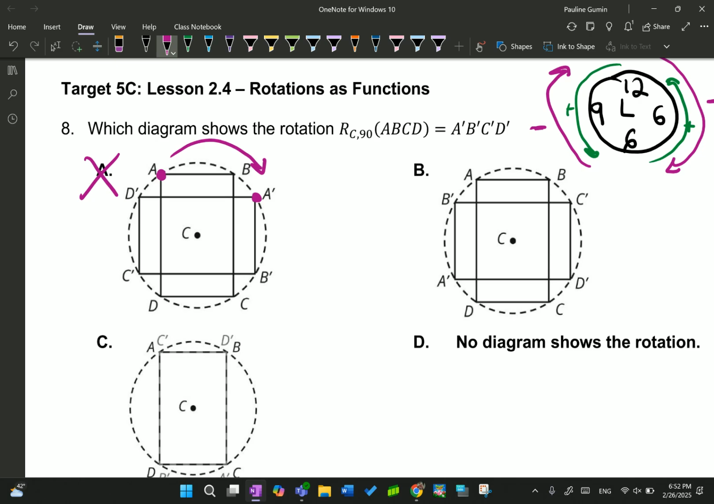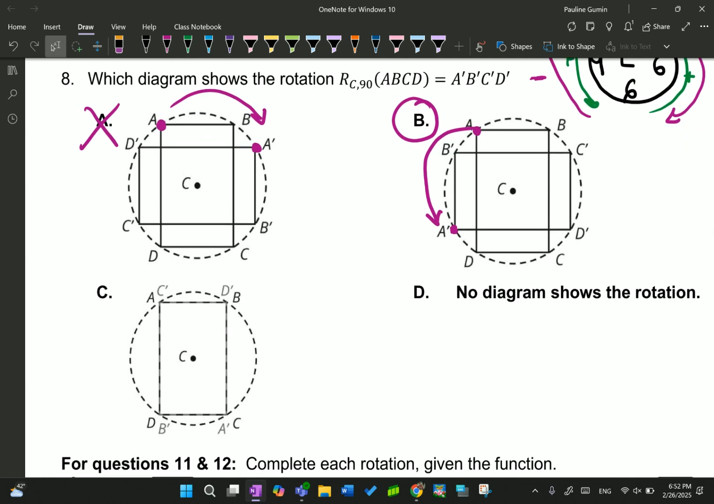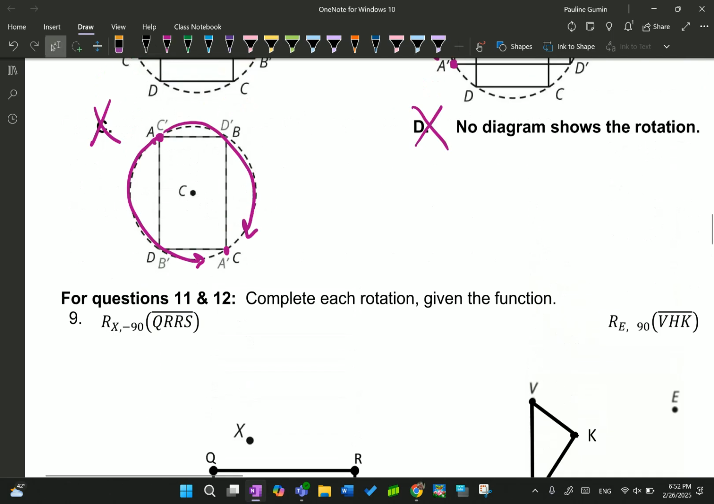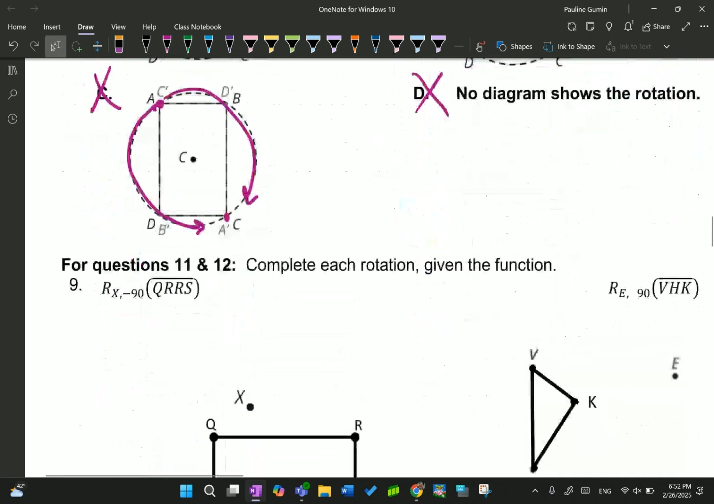It's not A. In letter B, going from A to A prime is counterclockwise. Fantastic. And just so you see, for letter C, from A to A prime, it could go in either direction, to be honest, but it's not 90, it's 180. So it's not C, and clearly we do have a diagram that shows our answer. For number, oh well, I already printed it.